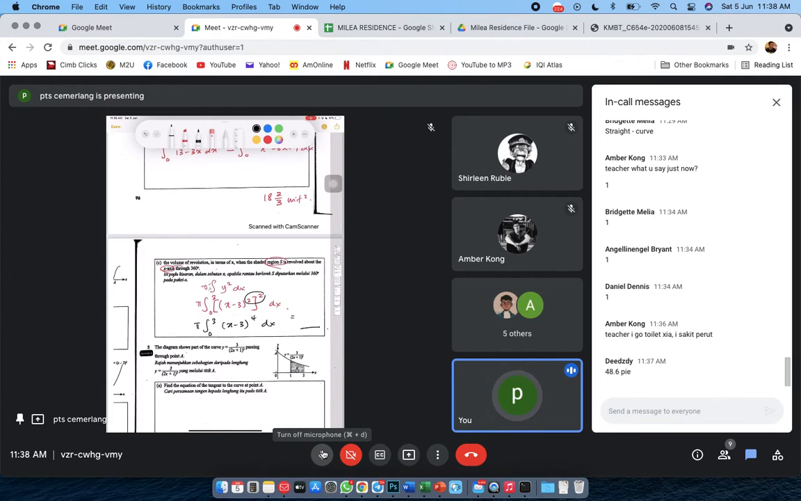48.6 pi. Let me check. Very good, very good. 48.6. Okay, so Cristiano, correct already? So the answer is 48.6 pi. If you want to write unit cube, then you write unit cube lah. Kalau tak mau tulis pun tak apa. Okay, so the answer is 48.6.